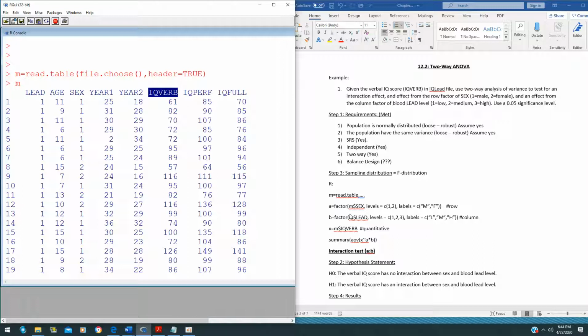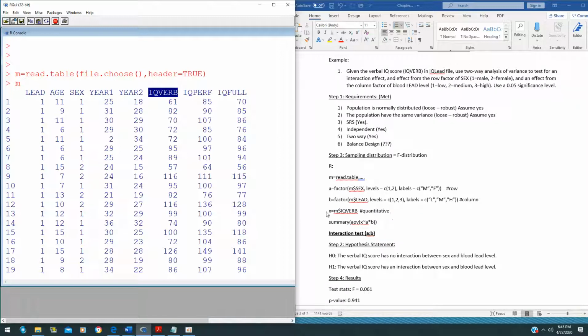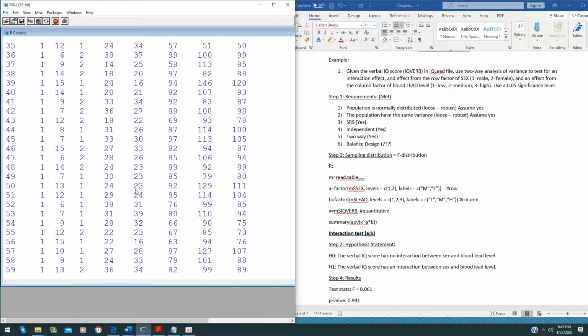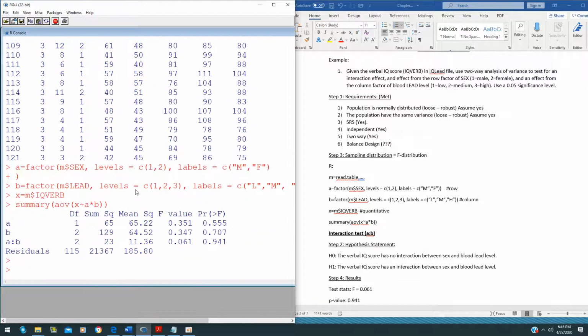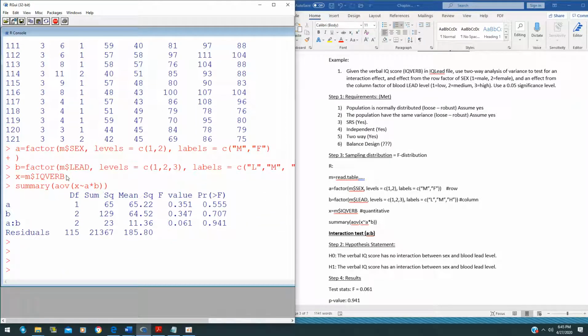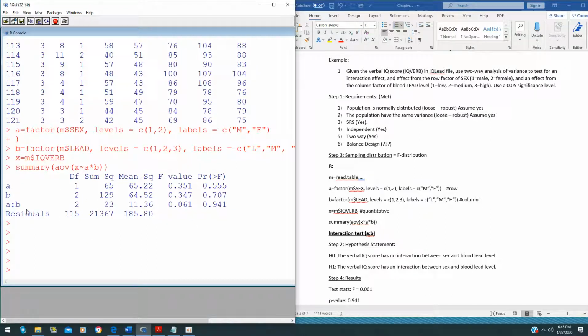What we are doing here when I put this factor is just labeling your file, because your file doesn't give M and F for gender and L, M, H for lead. It just gives you the numbers 1, 2, 3. So this is how we label it. And then X in this case is M IQ verb. This is nicely done because this is all quantitative, so there's no labeling here. And then you do summary of aov(X ~ A * B). Make sure you have the double closing parentheses here. So this is the result we will get. We will always concentrate on looking at the A:B interaction first.